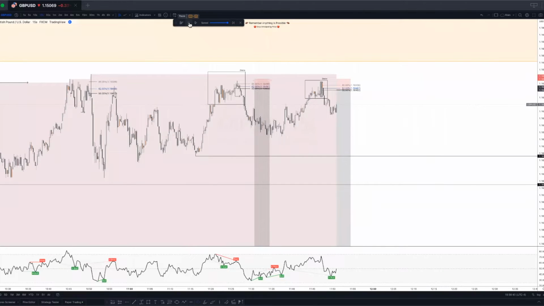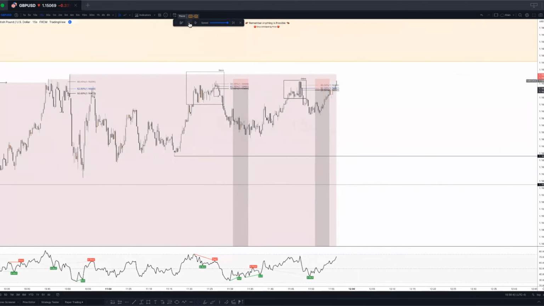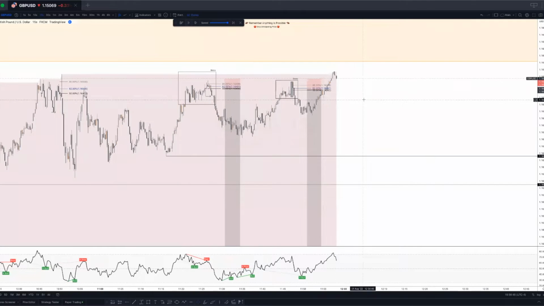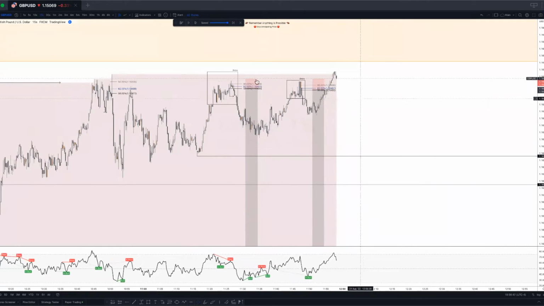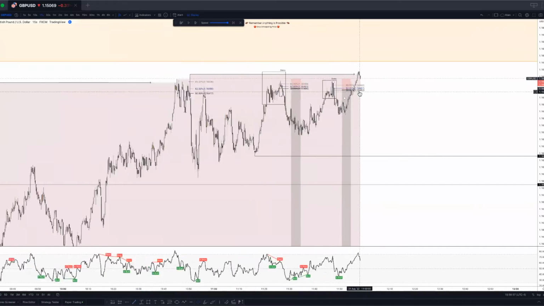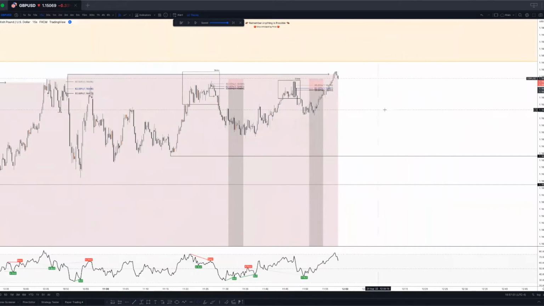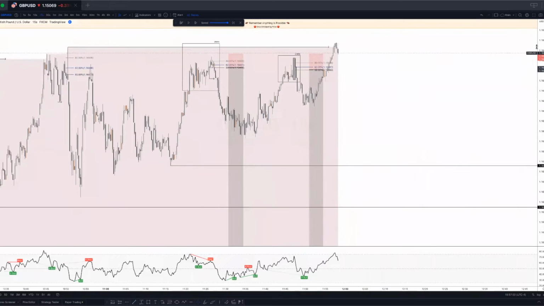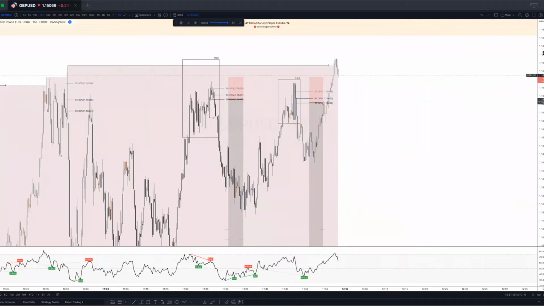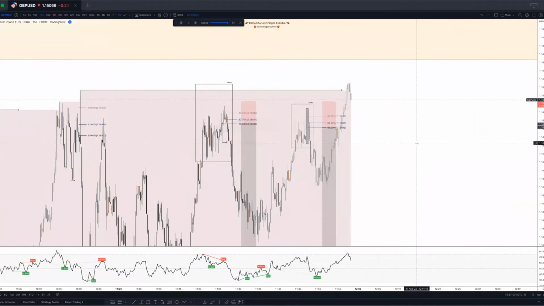I would set a limit here. Would it come back and tap me in? All right, so it ran me out. It's fine. It actually manipulated, created a new high. Right. So we have manipulation. Still in my point of interest. Absolutely fine. I would have gotten stopped out at reduced risk.